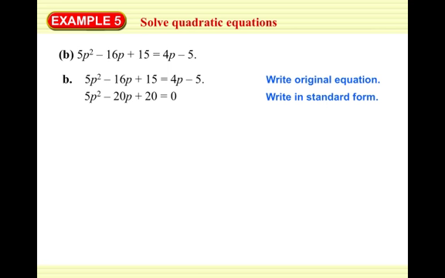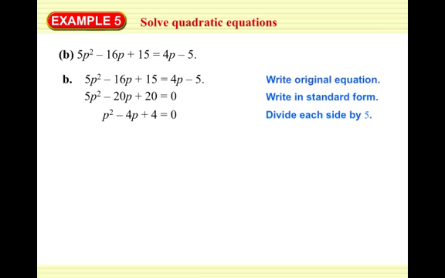So 5p squared minus 16p minus 4p is minus 20p. And then the 15 plus 5 gives me 20. Equals 0. So looking at this, I can factor out a 5 and then divide both sides by that. And that's going to give me p squared minus 4p plus 4 equals 0.